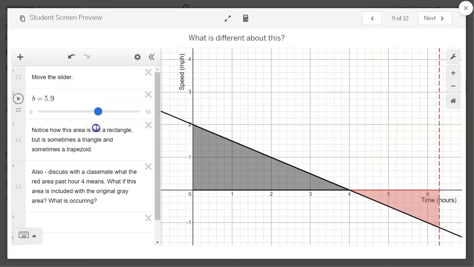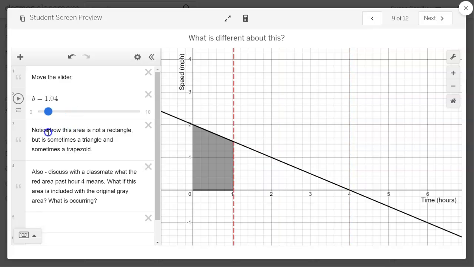But you could talk about this is a triangle. This is a trapezoid. Oh, but what's this red? What's going on now? You may notice that this triangle is falling into the negative distance. What is negative distance going to mean in this case? So talk about that.